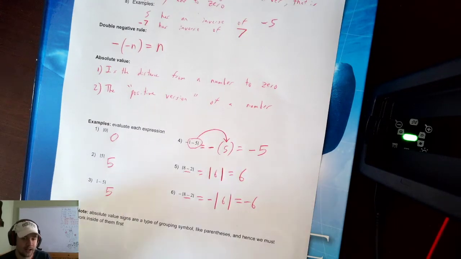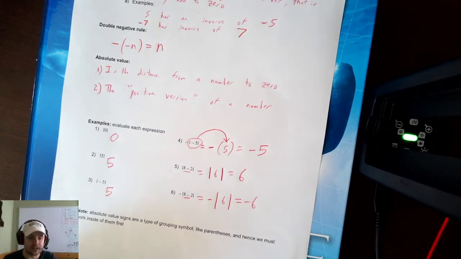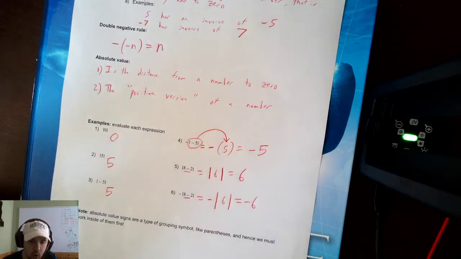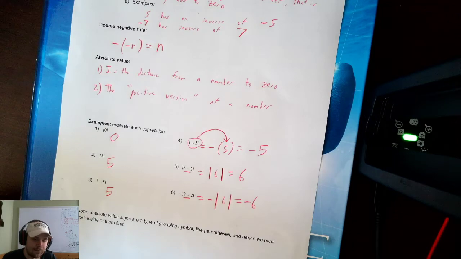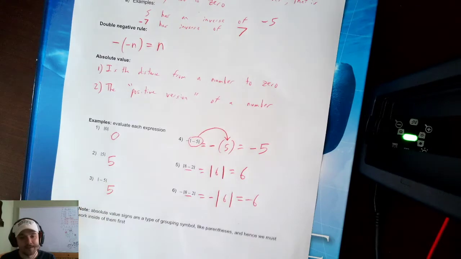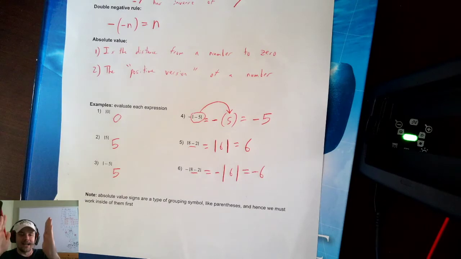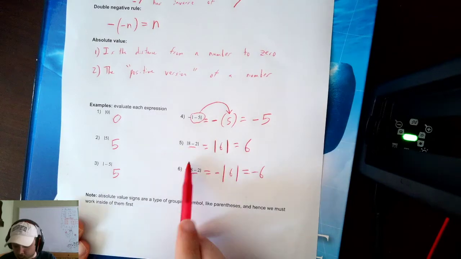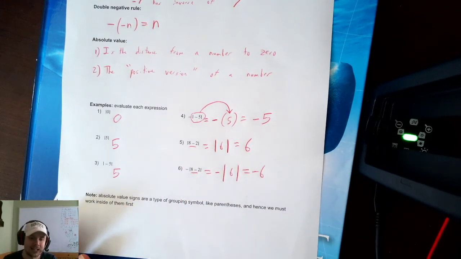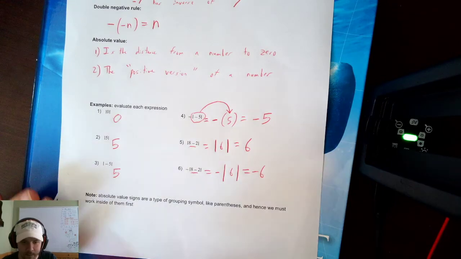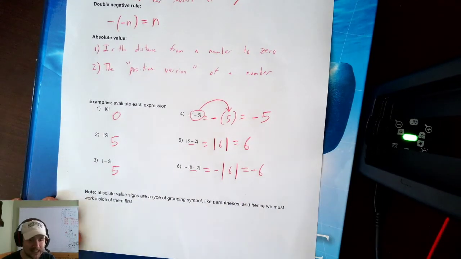So absolute value is a way to shift numbers into positive versions of themselves. It's also a way to calculate the distance, right? The distance from that number to the number 0. How far away from 0 is that number? But then we had negative signs out front, right? And absolute value signs are a type of grouping symbol, right? If I have absolute value signs, I need to work inside of them first. What's going on inside before I do anything with them? We did that in 5 and 6. We did 8 minus 2 before we calculated the absolute value. Must work inside first. So treat them like grouping symbols.